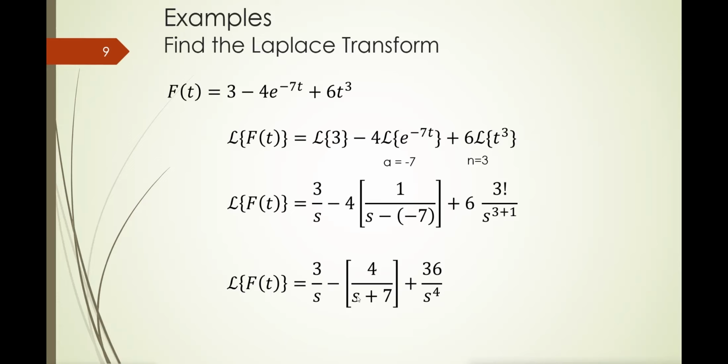So this is s plus 7 at the bottom, and then there's minus 4 on top, in front. I can place that on top. In here, you'll notice there's no e, however, there's a t. So this is 6, you can bring it out, 3 factorial all over s raised to 3 plus 1. So it's this one.